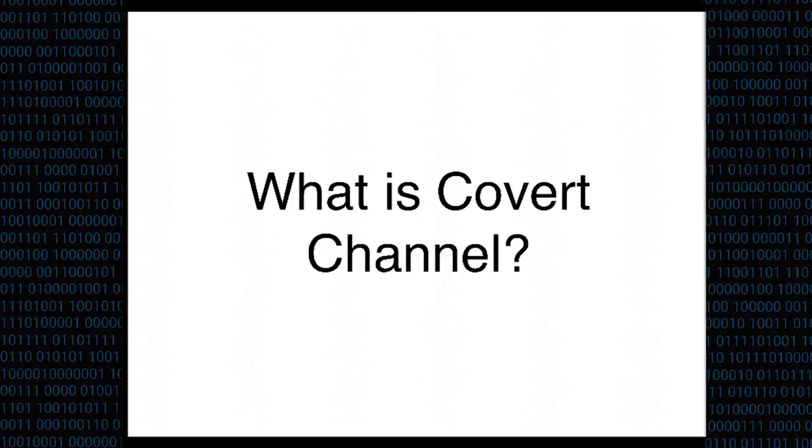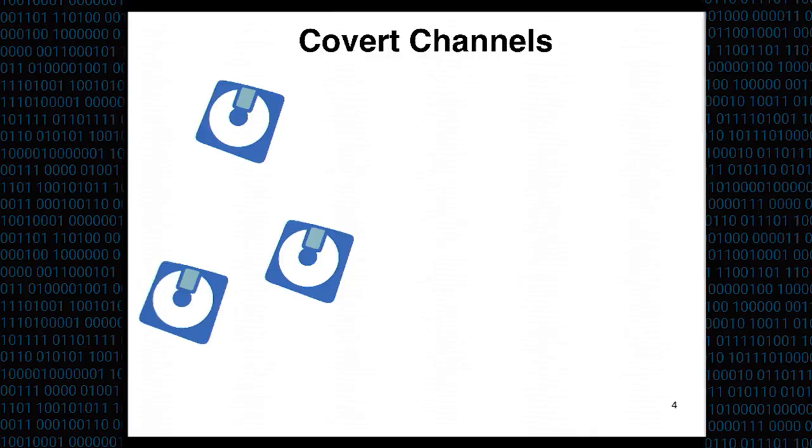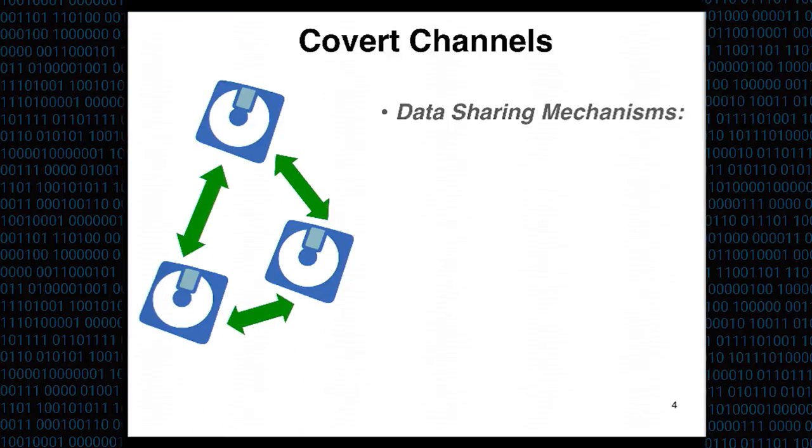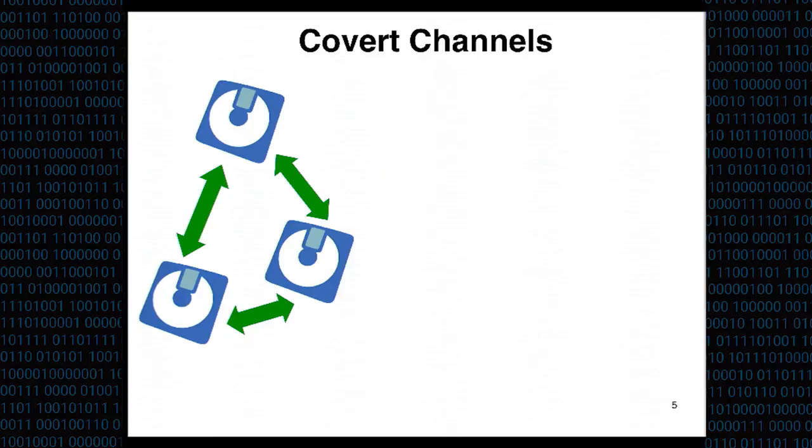To give an introduction, let's look at covert channel communications in general and what they're used for. Let's suppose we have processes executing in the system. They can be apps, they can be regular processes. Normally they communicate with each other using different mechanisms such as shared memory, networking, file systems, and inter-process communication. These are the normal ways in which processes communicate.